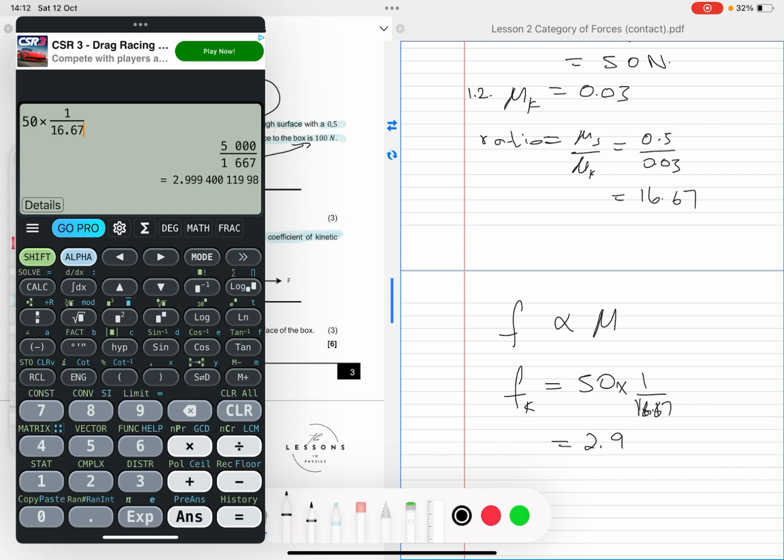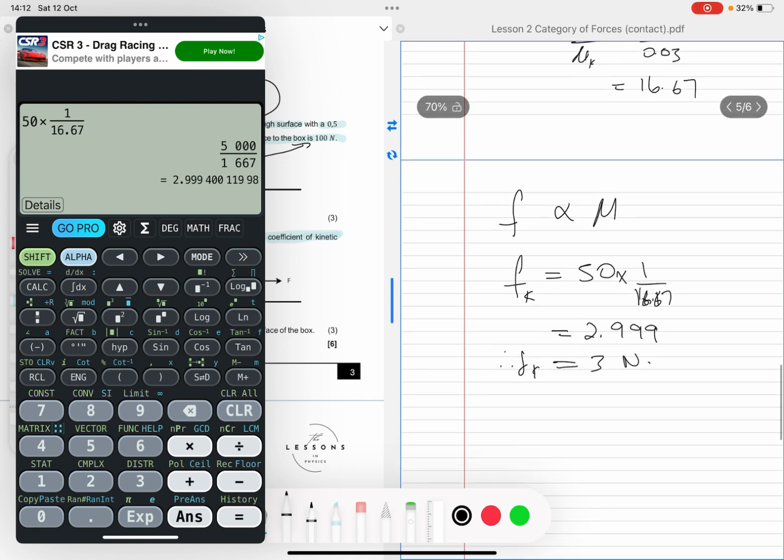Remember, we're going to have 2.1999 now. But remember, we said our final answer should be reported in 2 decimal places. And in this case, actually, it will be reported in 1 decimal place because the 9 would make this a 10, and then we throw a 1 here, we'll have to get 3 newtons, right? So that's one way in which you can do this.